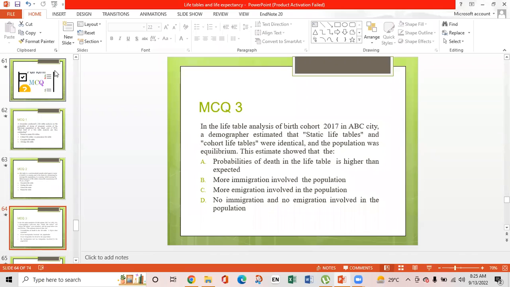Third MCQ: In the life table analysis of birth cohort 2017 in ABC city, a demographer estimates that static life tables and cohort life tables were identical and that population was in equilibrium. This estimate shows that: option A, probability of death in life table is higher than expected; option B, more immigration involved in population; option C, more immigration is involved in population; and option D, no immigration is involved in the population. D. Yes, option D is the right one.